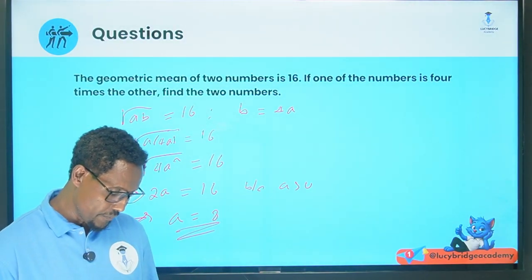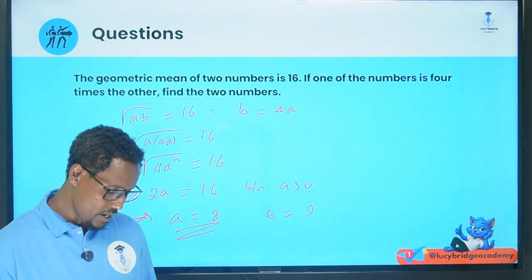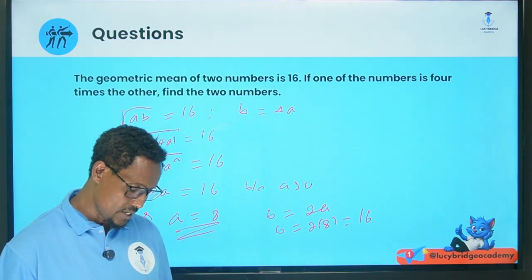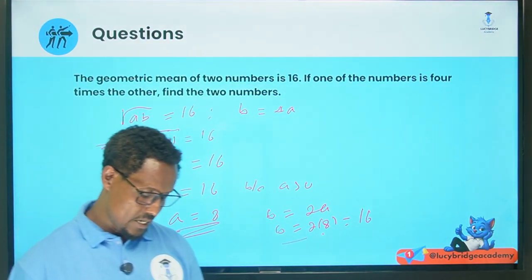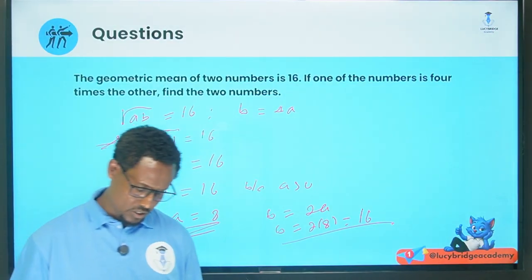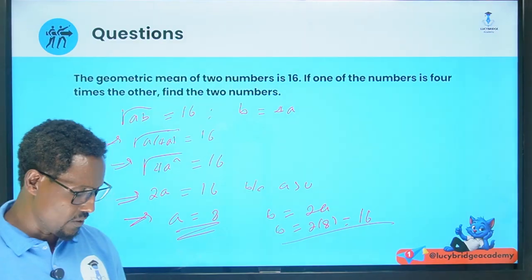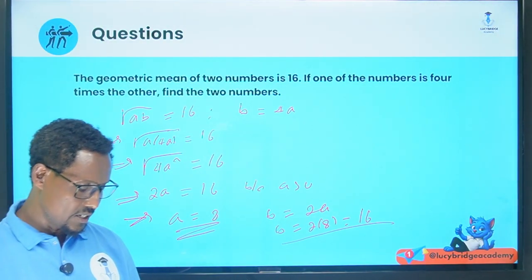What about B? B is equal to 2 times 8, which is equal to 16. A is 8 and B is 16, or B is 8 and A is 16. Anyway, the two numbers are 8 and 16.